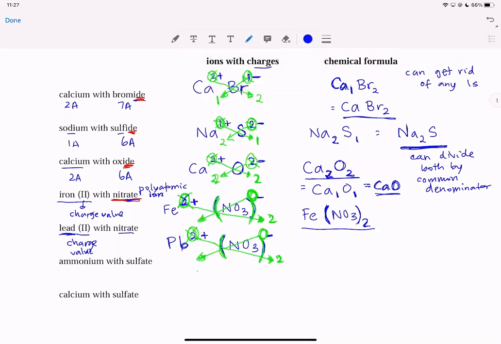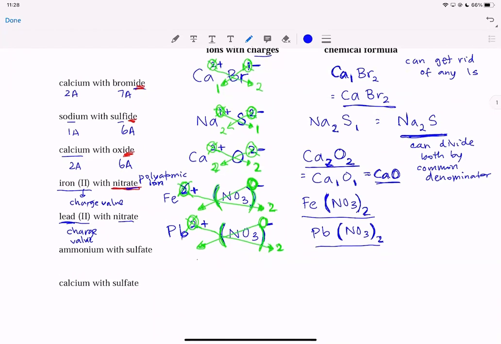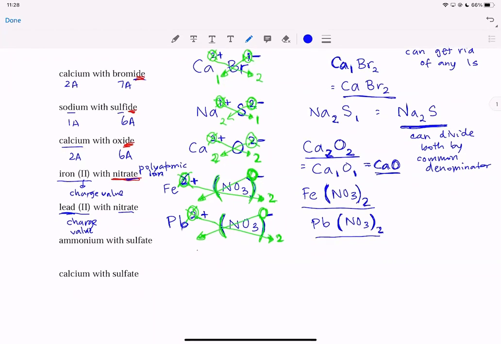So what that means is now you have Pb with no number, positive charge, and then you have in parentheses NO3 with a 2 outside as a subscript. And then that's it. You don't have to divide anything. You don't have to multiply anything in.